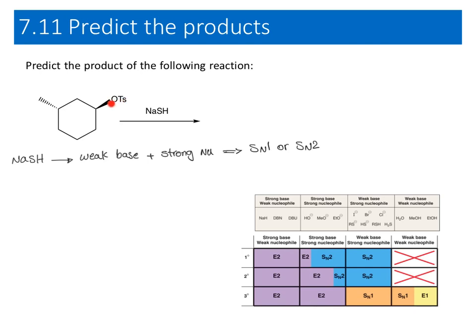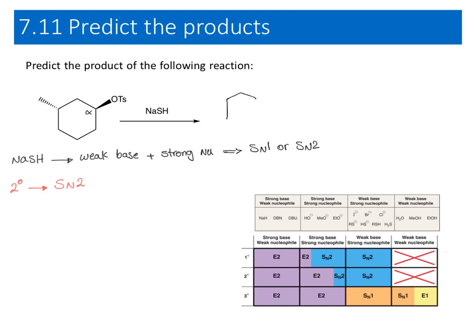So, this group right here, OTs, is the tosylate. If you remember, tosylate is a very good leaving group. So, this is going to be my alpha carbon, and if you look at the alpha carbon, this is a secondary substrate. Again, you need to look at the chart. We are in this column. Now with a secondary substrate, SN2 always happens. So the product is a substitution product.